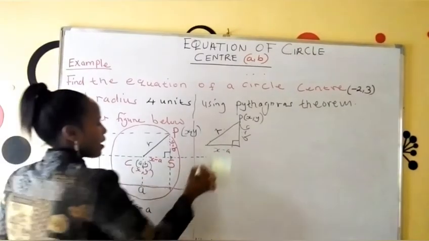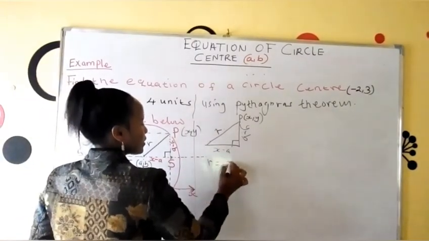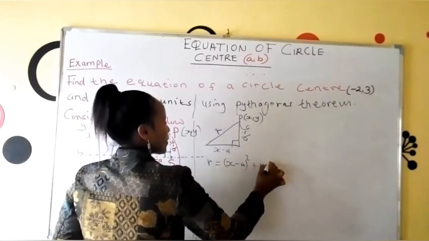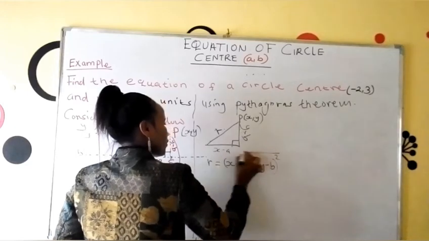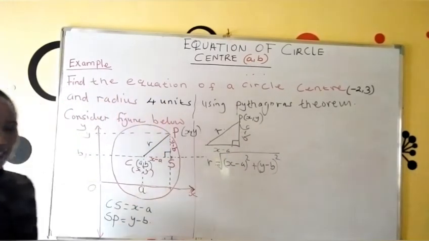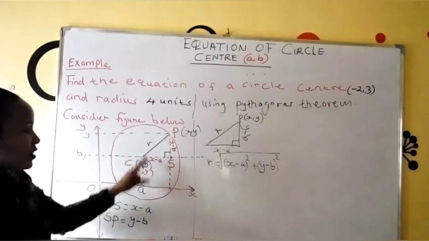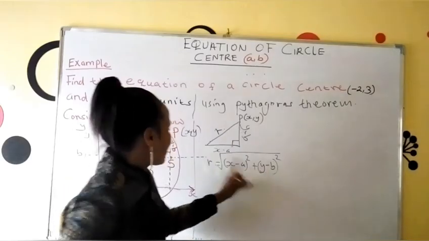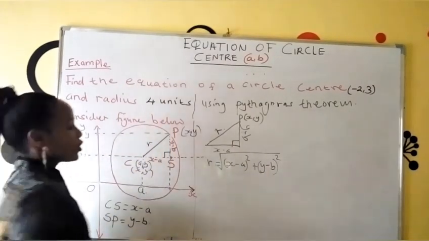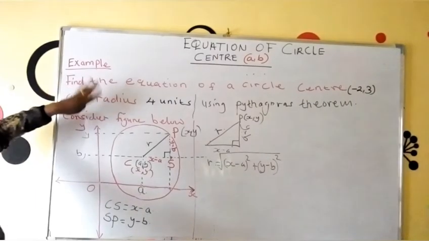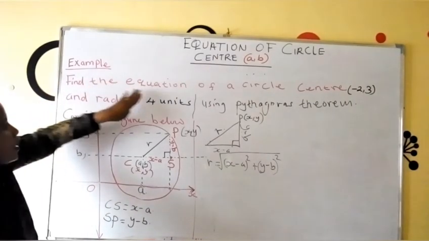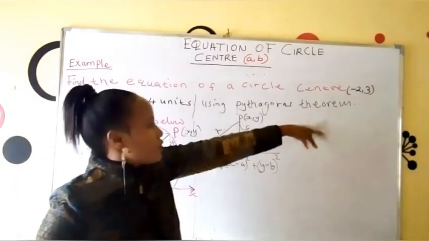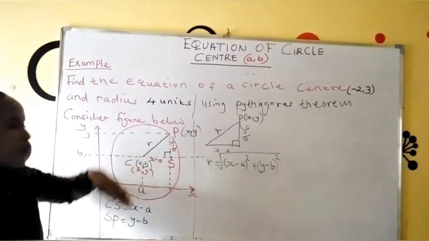So for us to get r, it is equal to the square root of x minus a squared plus y minus b squared. Just like before, the difference is that now the center has changed. So now, looking at our question here, we are able to find the equation of a circle with center (-2, 3) and radius 4 units.